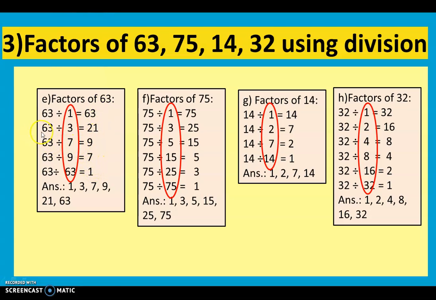So divide the 63 by 2, I am getting a remainder, so I am not putting that. Divide the 63 by 3, I am getting 21. Then 4, no. 5, no. 6 also, no. But 7, I am getting 9. 9, I am getting 7. So when it is repeating, I am just stopping over there, and I can take it like this, U. See, like this.